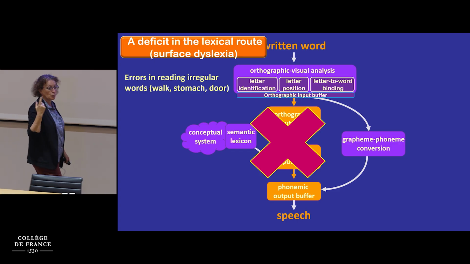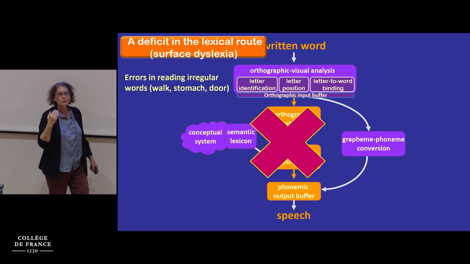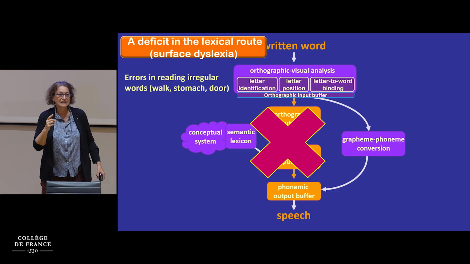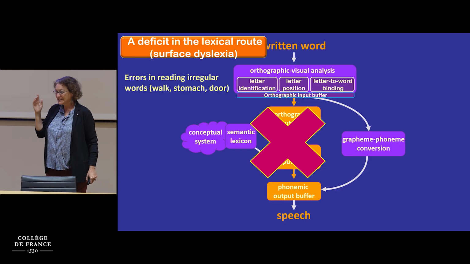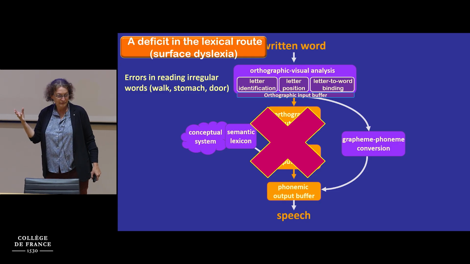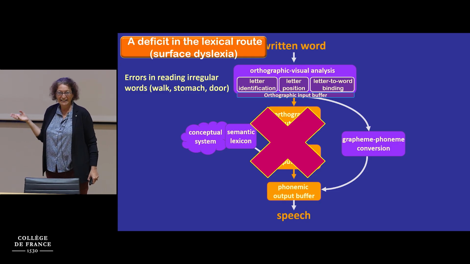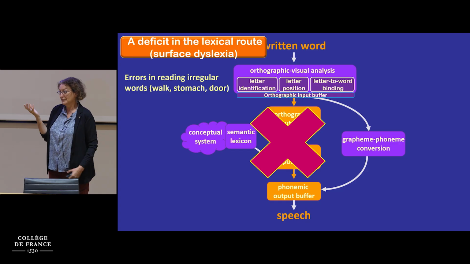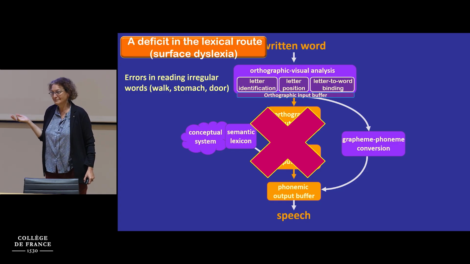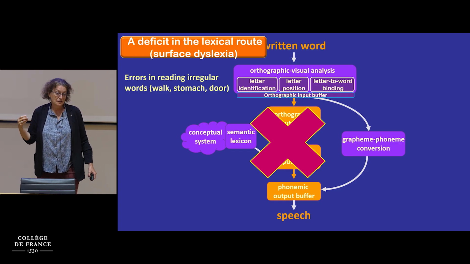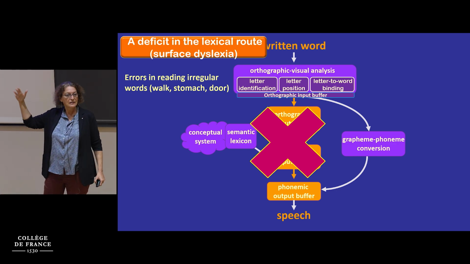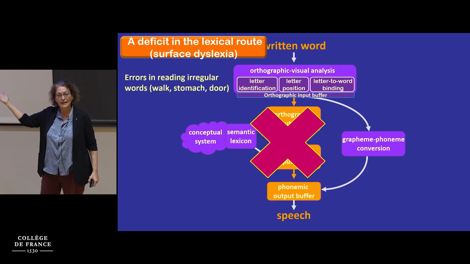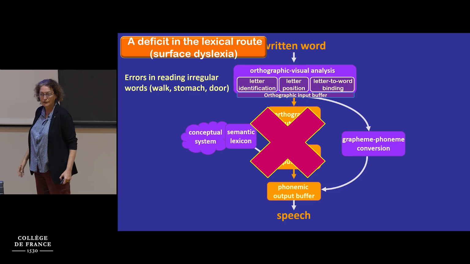So if we read the word walk, for example, as if it's a new word, we will read it as walk, right? Or walk. And if we read the word stomach as if it were a new word, we'll read it as stomach, right? And if we read door as if it were a new word, we might read it as dur, right? So these are irregular words in English. And when someone has surface dyslexia, these are the kinds of errors that they make. So first of all, we have to present irregular words in order to identify this kind of dyslexia.